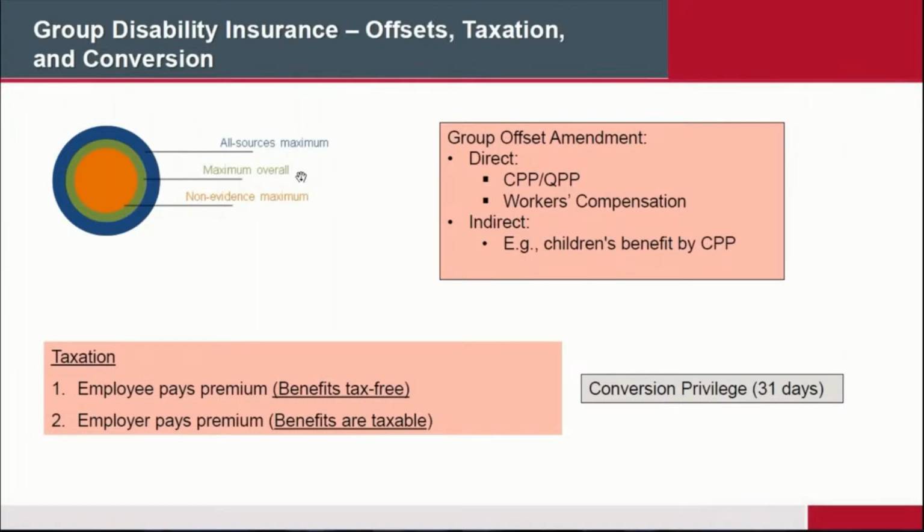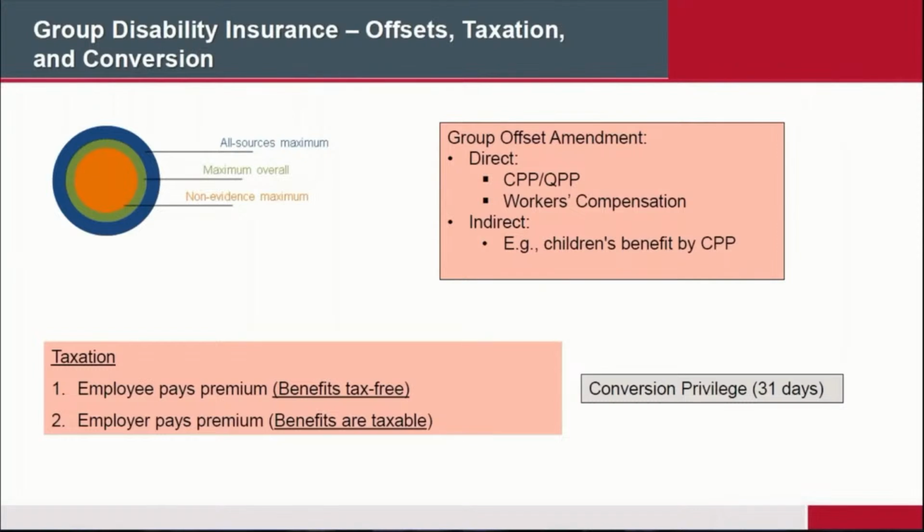So for exam purposes, all you really have to worry about is the two mechanisms that they use. First one is all source maximum. The other one is the group offset amendment. And that is very, very specific. In other words, if you're getting money from CPP, then we can lower your LTD benefits. If you're getting money from workers' compensation, you may also not get any money from your LTD, because workers' compensation may pay you the maximum amount of money. And so therefore, your long-term disability, your group insurance plan, will not pay you.